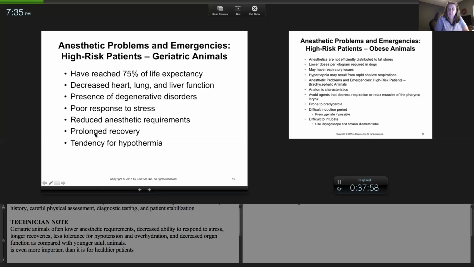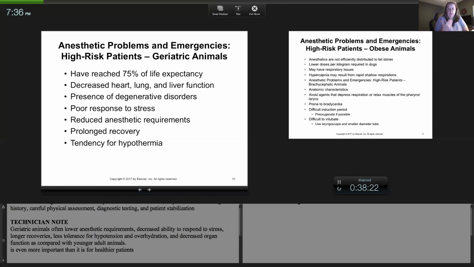They may take longer to recover due to altered liver or kidneys. They tend to get colder because they don't have as good of muscle. As they age, they lose muscle mass, so their ability to shiver, their ability to stay warm is altered. So keep them nice and warm.